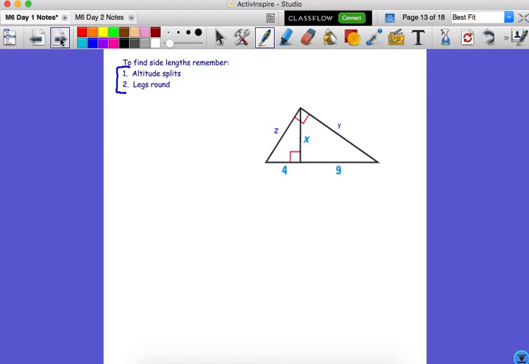So if I want to find x, and I look at this triangle on the left, I have 3 sides for that triangle, 4, x, and z. And notice I said those in order from the smallest side to the largest side. So 4, x, and z, smallest to largest. And then if I look at this triangle on the right, I have x, 9, and y as my 3 sides, again, from smallest to largest.